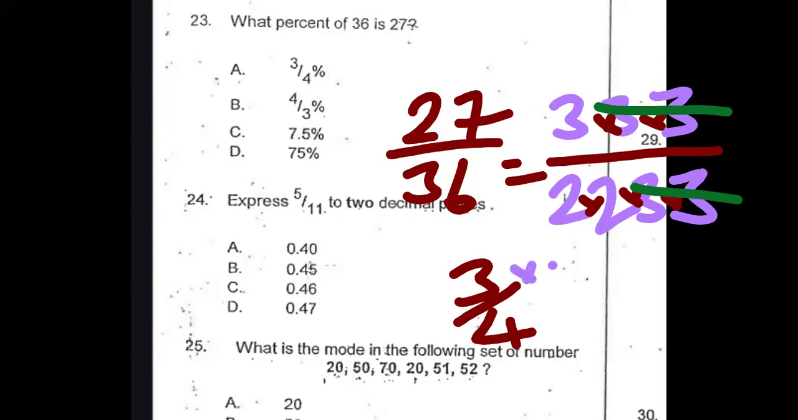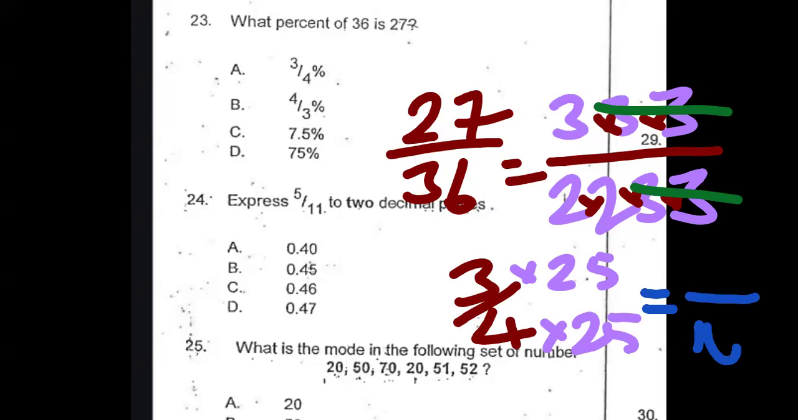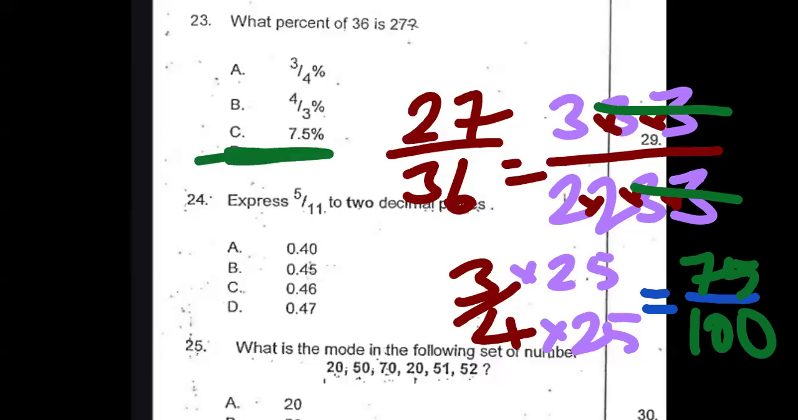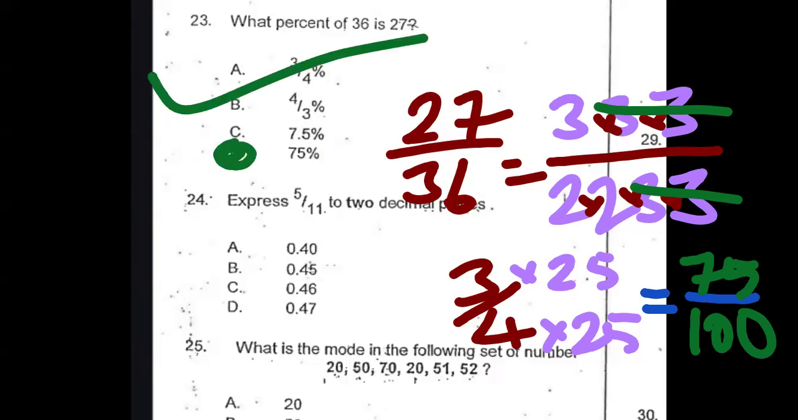Now multiply that by 25, multiply that by 25, because 25 times 4 gives you 100. So therefore, 75%, right? So our answer is going to be D.